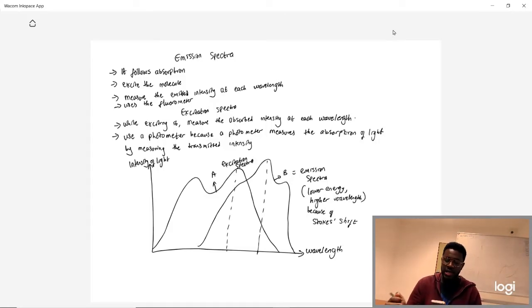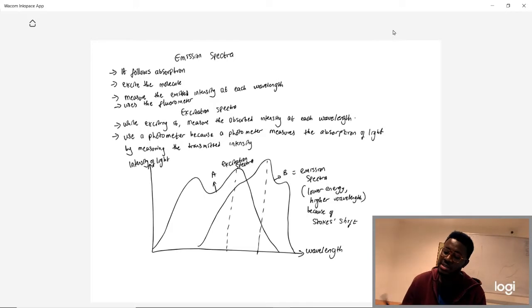Okay, so let's talk more about absorption. We have already talked about the photometer and the fluorometer, so there's no point repeating it. We've already talked about transmittance and absorbance, so let's just skip it. Let's go to the critical fluorescence parameters, the other fluorescence parameters.